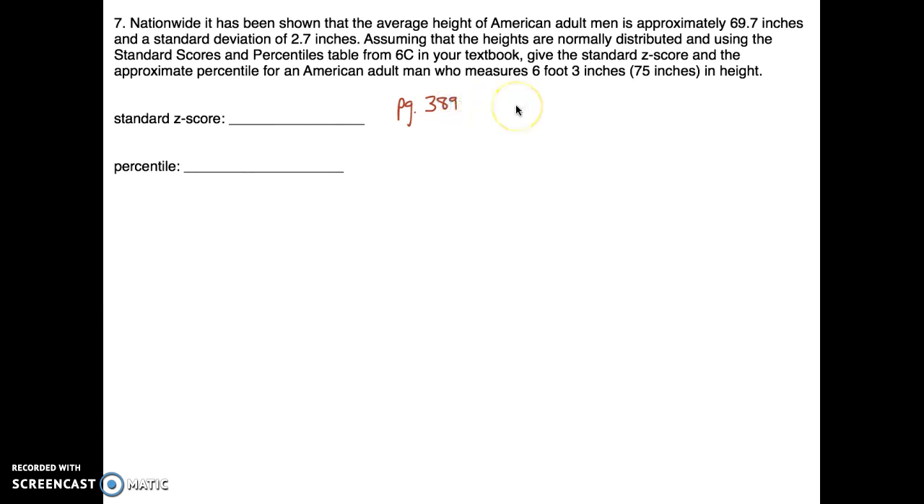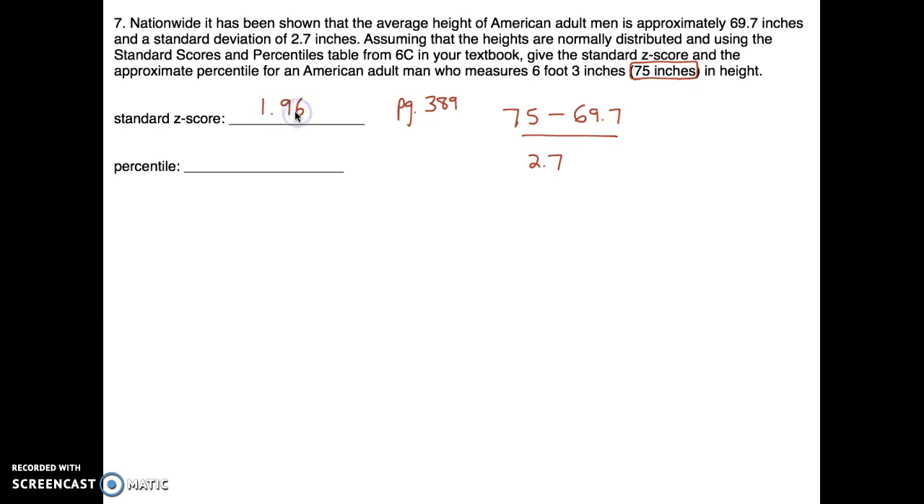So for this one, it's going to be the data value. So in this case, it's going to be 75, because that's what we're dealing with. 6 feet 3 inches, which is 75 inches. And then we're going to subtract the mean, which is 69.7. Then we're going to divide by the standard deviation. So subtract the top, divide by 2.7, and you should be getting 1.96.